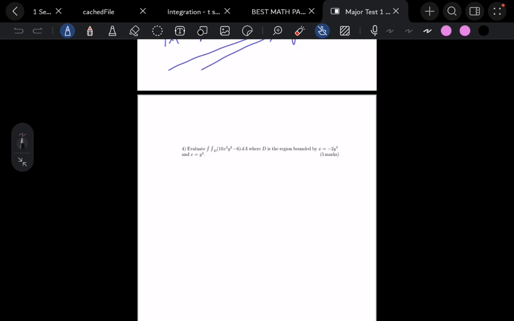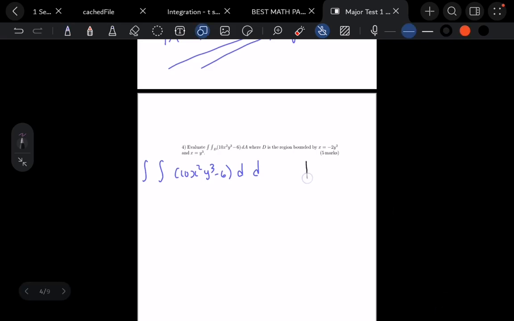Question 4. Evaluate the double integral over region D of 10x squared y cubed minus 6, where D is the region bounded by x equals minus 2y squared and x equals y cubed. The first thing you need to do is rewrite your integral, 10x squared y cubed minus 6 dA. The next thing you need to do is draw your region.